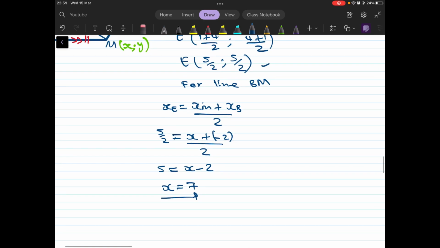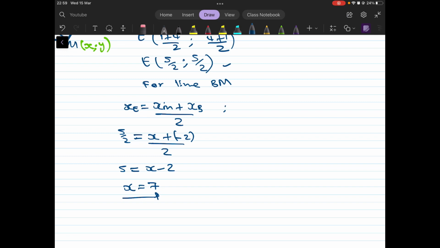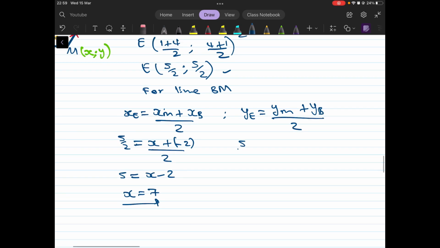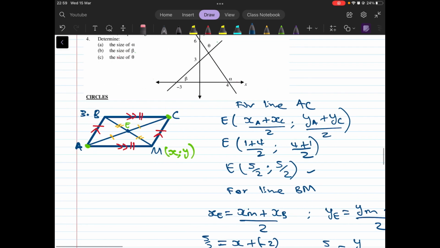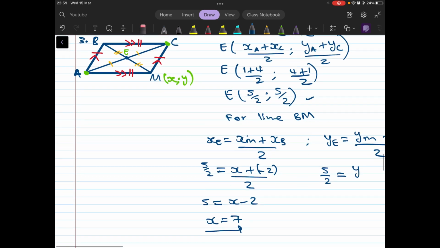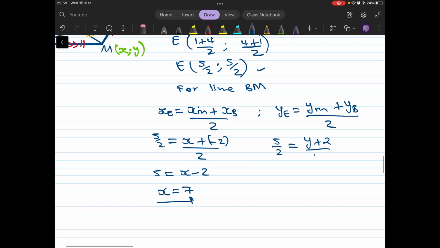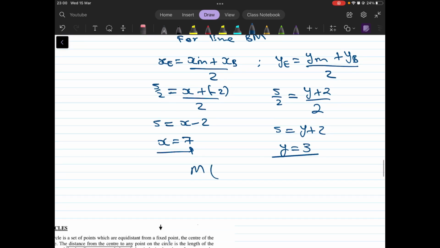This is X. Also for the Y coordinate, YE equals YM plus YB, all divided by 2. The Y coordinate of E is already 5 over 2. What is YM? That is just Y. And YB is actually 2. So we put 2 there, and that means 5 equals Y plus 2, therefore Y equals 3. So we have the coordinates of M, guys, as simple as that: X is 7, Y is 3. We are done. That's part 3.